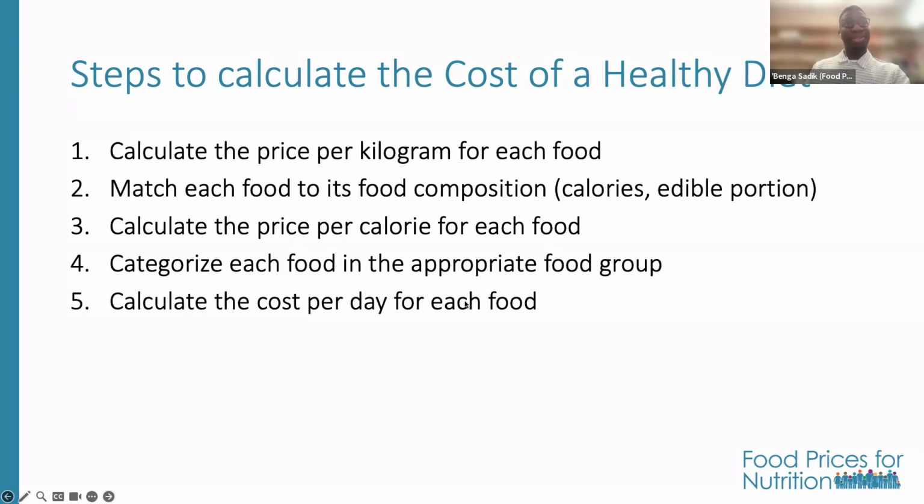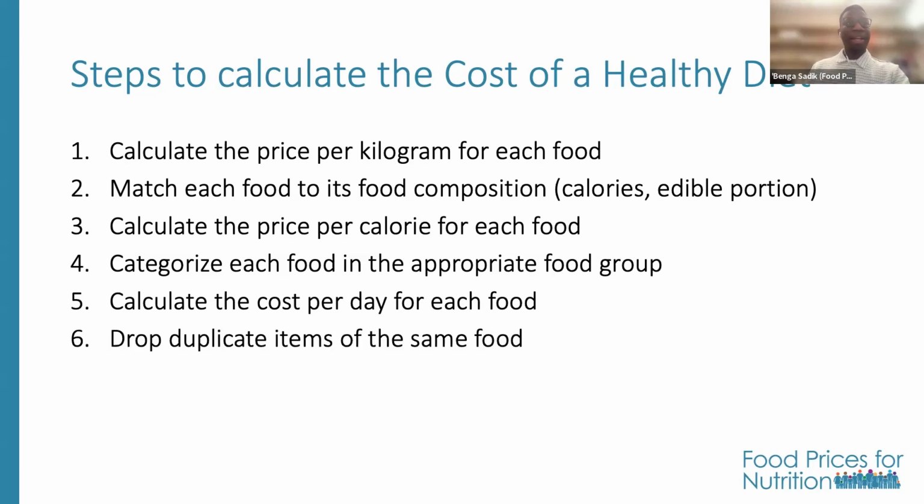The next step is to then calculate the cost per day for each food using the number of calories required for each food item within each food group. And then we drop duplicate items. The reason why we do this is because, again, remember, we're trying to select the least expensive food items within each food group, but we're also trying to ensure diversity of food items within the food groups, like Anna mentioned.